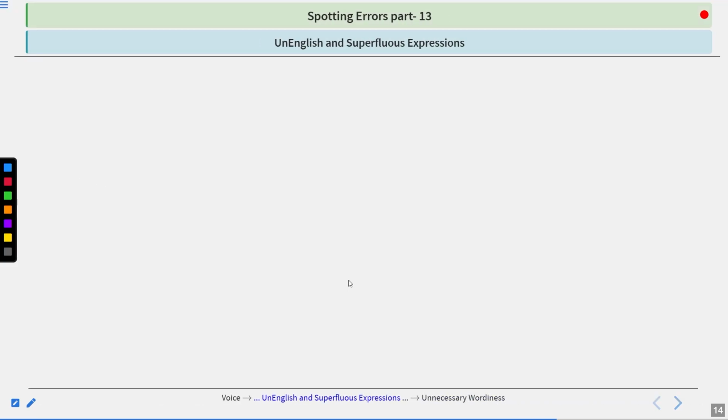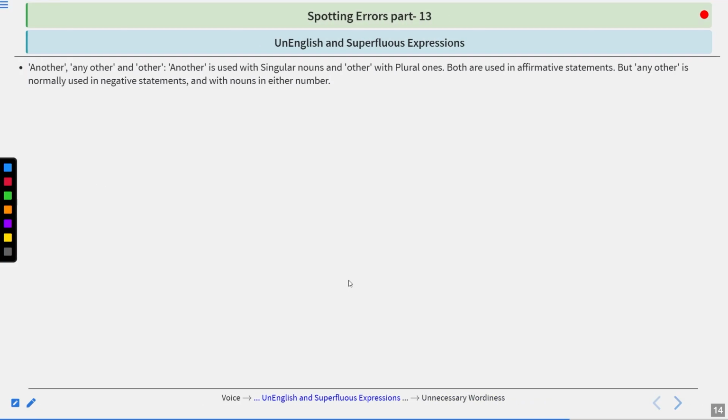Un-English and superfluous expressions. Another, any other. Another is used with singular nouns, any other with plural ones. Both are used in affirmative sentences or statements, but any other is normally used in negative statements and with nouns in either number. Note the following common errors.